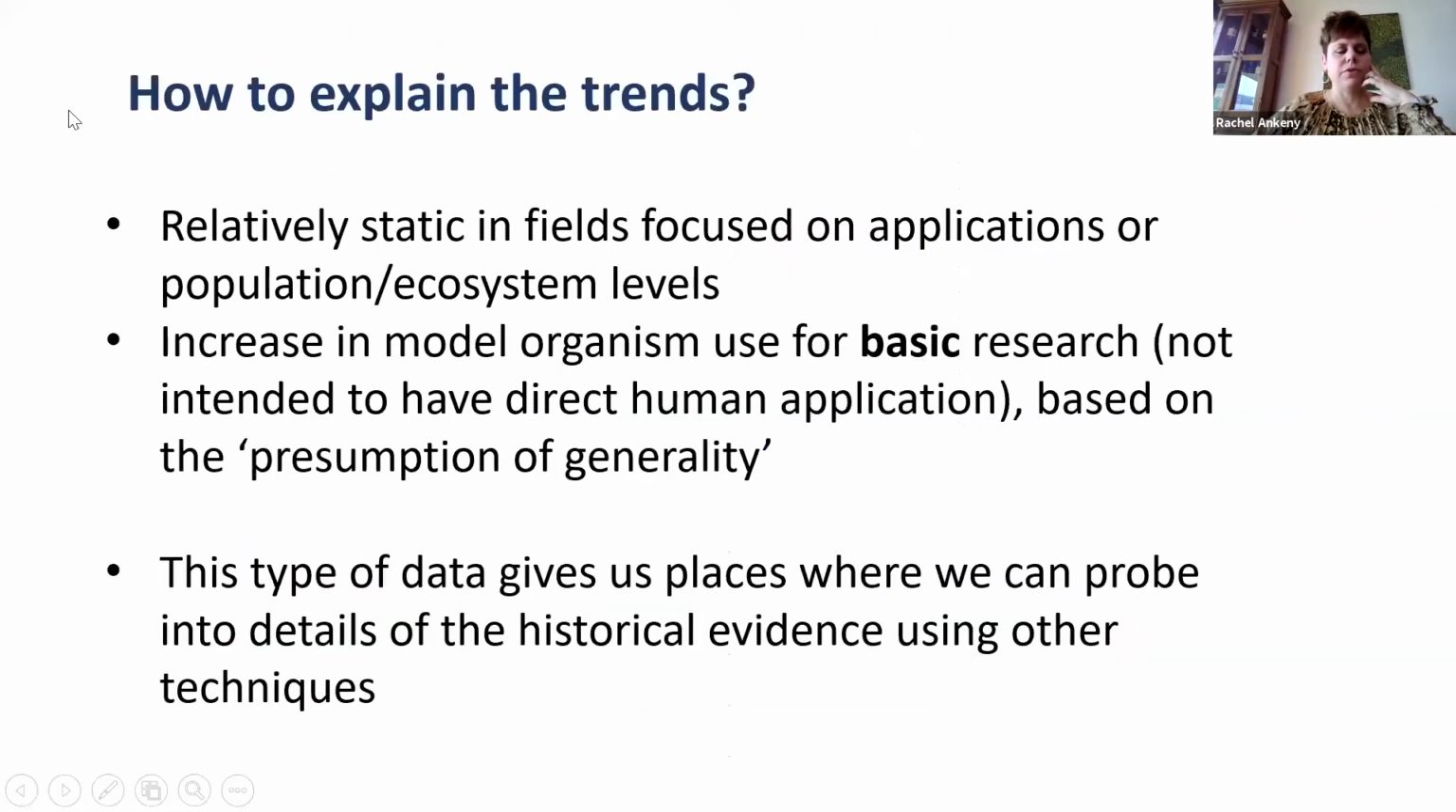So then we tried a few more sort of techniques, and I'll try and take you through those very quickly. In general, what we see is, again, not surprising, but we didn't have this data, relatively static kinds of trends about use in fields that were focused on population or ecosystems. They tend to use a bigger variety of organisms, and an increase in using these model organisms for basic research based on the so-called presumption of generality, which I'll talk about in a minute. How do we use this data? Well, we use it as a way in. This isn't going to be the whole story, but it does give us a way into starting to ask questions, for example, where there are changes in those peaks and troughs. And I'll show you an example of that in a minute.